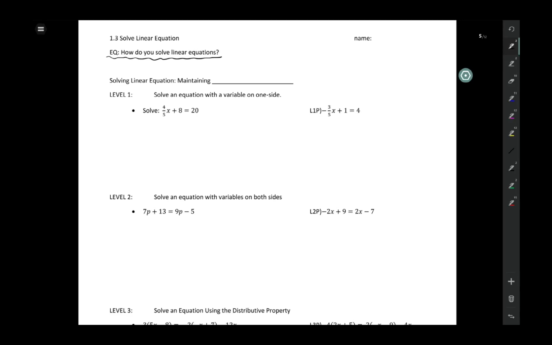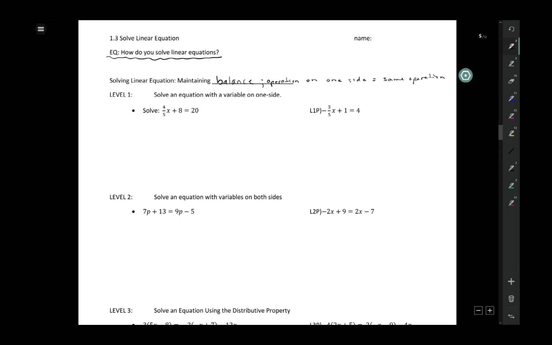Okay, now solving linear equations is all about maintaining balance. As you know, I've studied yoga over the summer, and a lot of the poses in yoga require balance. Whatever you do to one side, you must do to the other. So whatever operation you do on one side of the equal sign, you have to do the same operation on the other side.